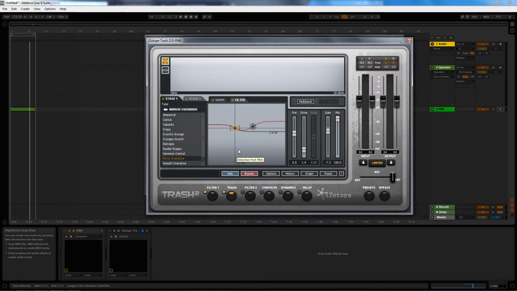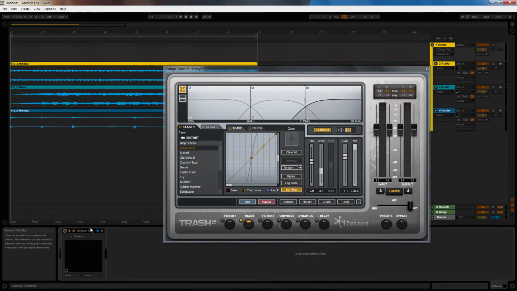Next, we'll look at using distortion on synths and how we can add brightness and character and bring sounds to life. So I've got some loops that I've made for a Ghost Hack pack, and we'll listen to them dry first and then see how much of a difference we can make using iZotope Trash 2.